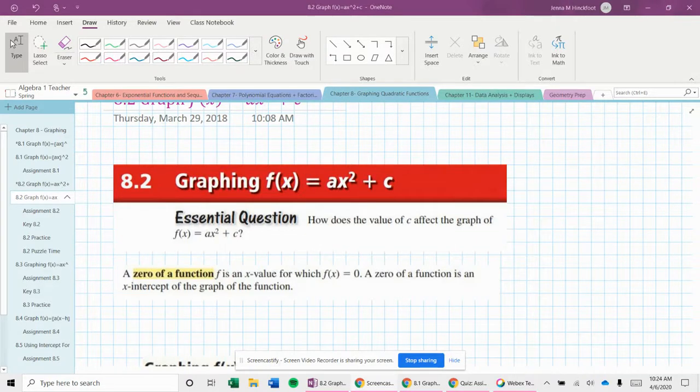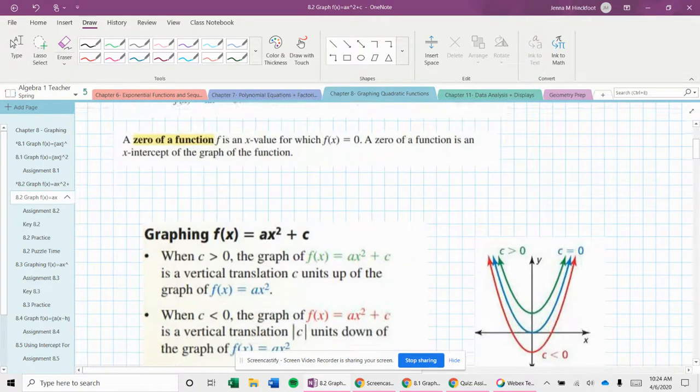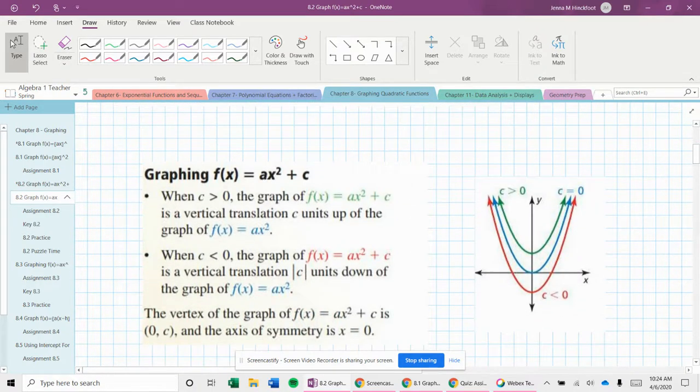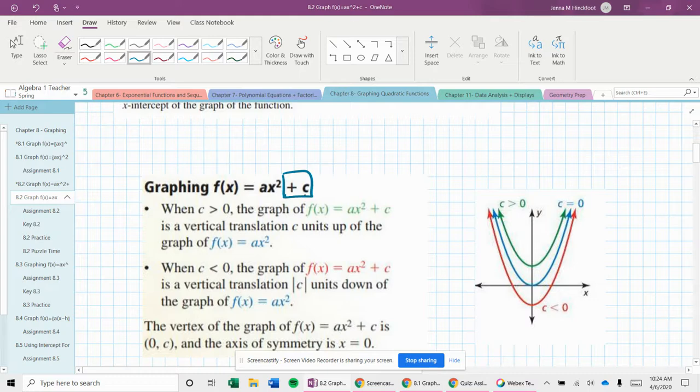Okay, so 8.2 adds on to 8.1. Now the only way it really adds on is the plus c. So instead of just ax squared, it's now ax squared plus c. So let's dive into that. All that means is you're shifting your graph up or down.